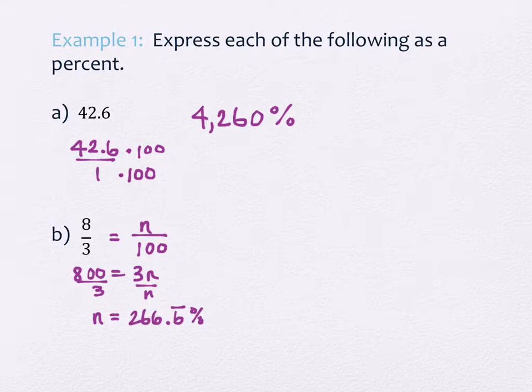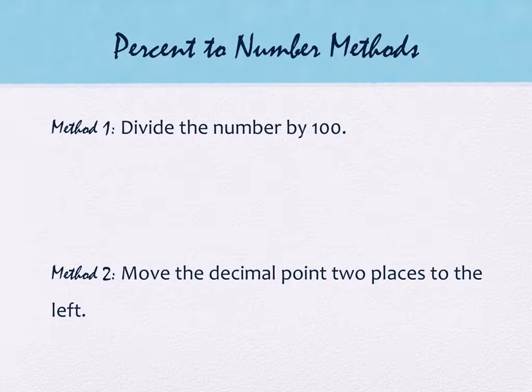Okay. All right, so that's one direction. We're going to go the other direction now. We're going to take a number and turn it into a percent, and there's two methods for that. The first one is to divide by the number 100. And the second one is to move the decimal point 2 places to the left. And of course, these are the same method, really, right? They end up with the same answer.